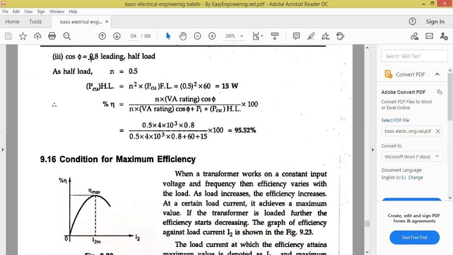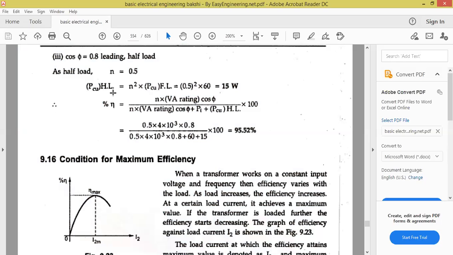What is the third bit? Calculate the efficiency when the power factor is 0.8 and the load is half load. That means the people are using only 50% of the devices. We can also give 3 by 4. If the load is 3 by 4, what will you do? Small n is equal to 3 by 4 by 1, which is equal to 3 by 4. Okay, 75% load, 75 by 100. 80% load, 80 by 100.